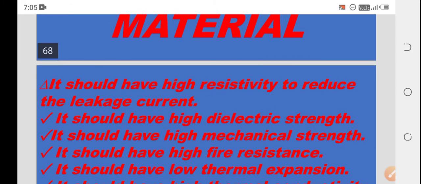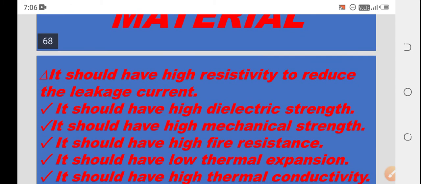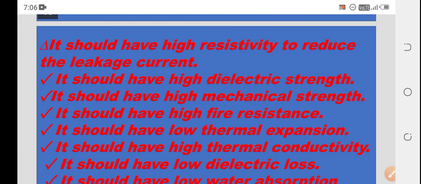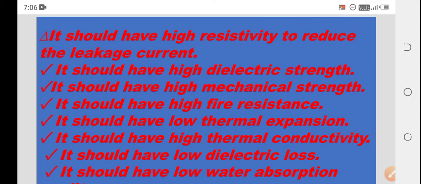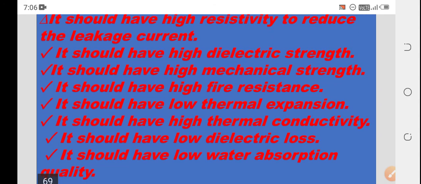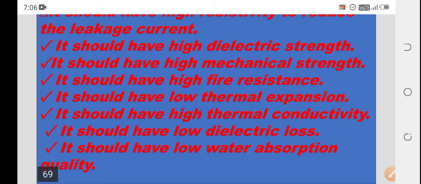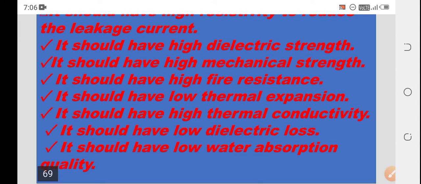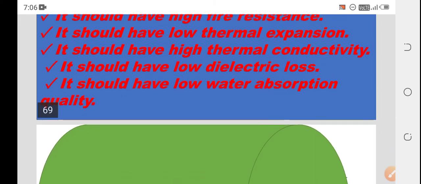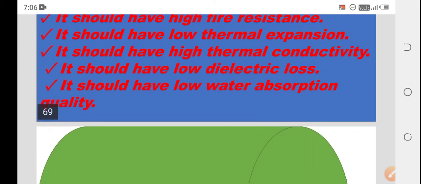So, what are the characteristics of a good dielectric material? Should have high resistivity to reduce leakage current, high dielectric strength, high mechanical strength, high fire resistance, low thermal expansion, high thermal conductivity, low dielectric loss, and low water absorption quality. So these are the characteristics of a good dielectric material.